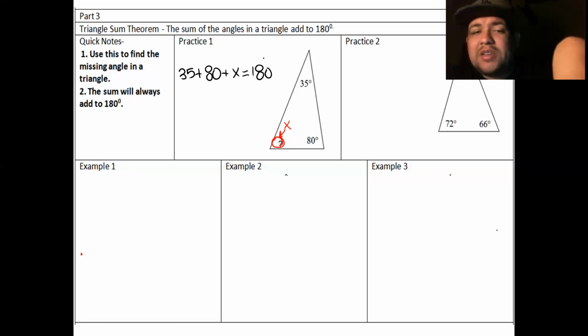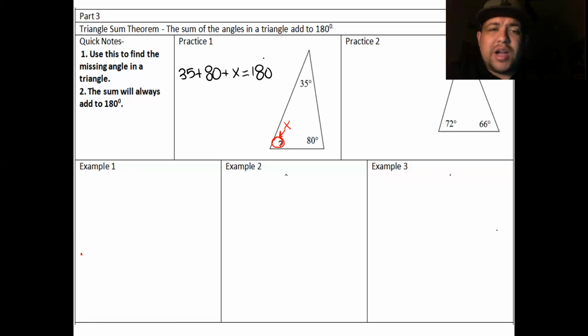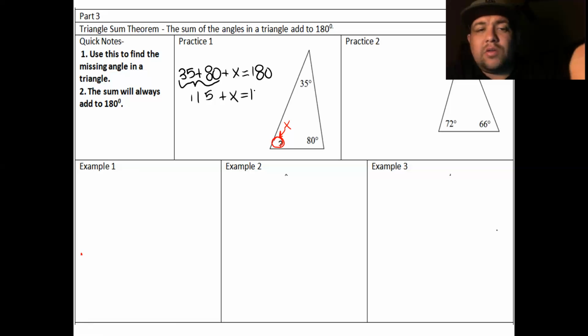It doesn't matter where I started as long as you're adding up. 1 plus 2 is always 3, even 2 plus 1. So no matter where you switch it, as long as you're adding them, you're going to get the same value. I'm hoping you guys combine like terms, so we're going to add these up right here. 80 and 35 is 115. 115 plus x is equal to 180.